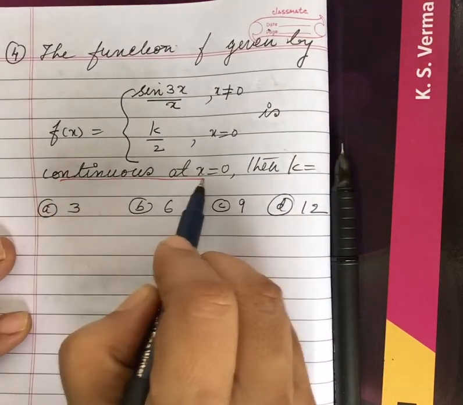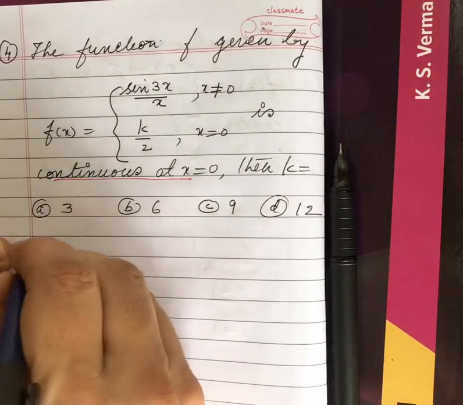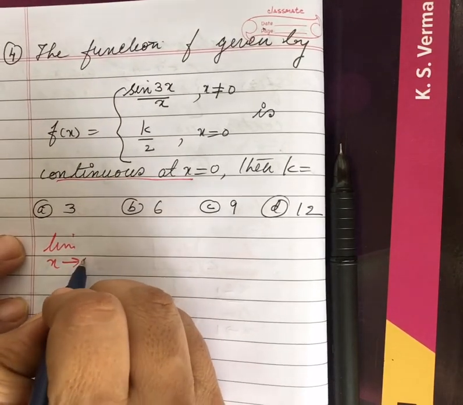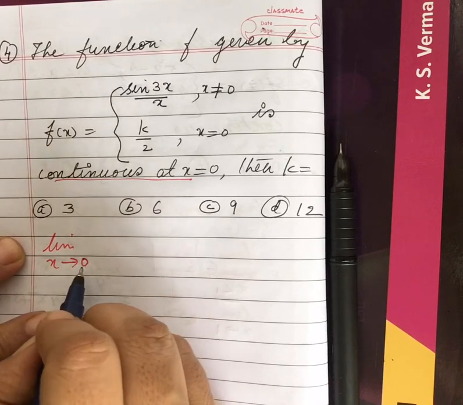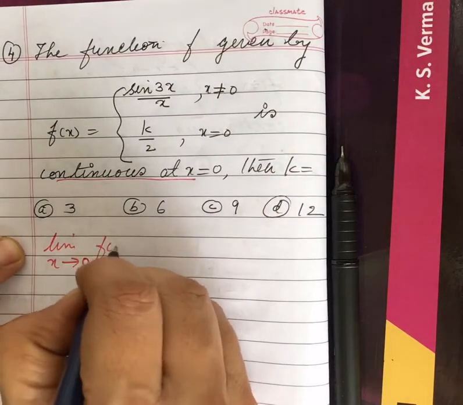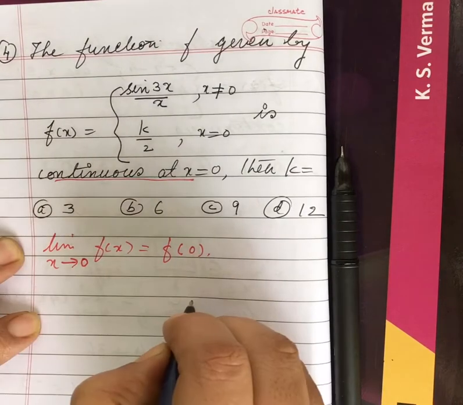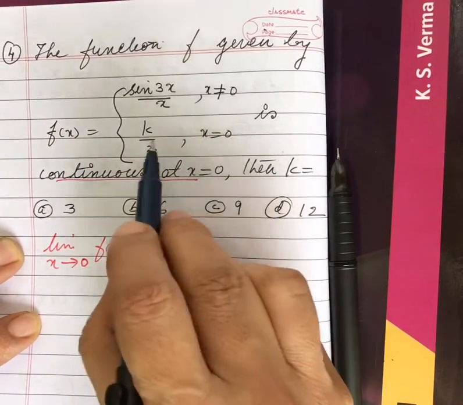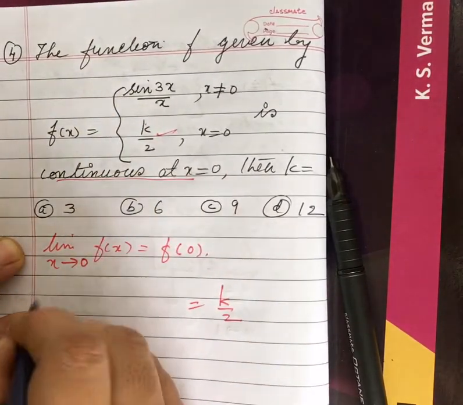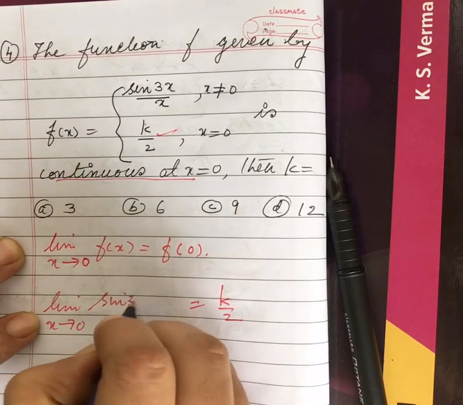So it is given that f is continuous at x equal to 0, then you can write limit x tends to, now you have to think whether x tends to 0 minus or 0 plus you have to go or not. You need not go because here x less than 0, x greater than 0 is not given. So we will write the first formula, it is f of 0, and f of 0 to write is very easy. It is k by 2. The function value at x equal to 0 is k by 2, and here it is limit x tends to 0 of sine 3x by x.